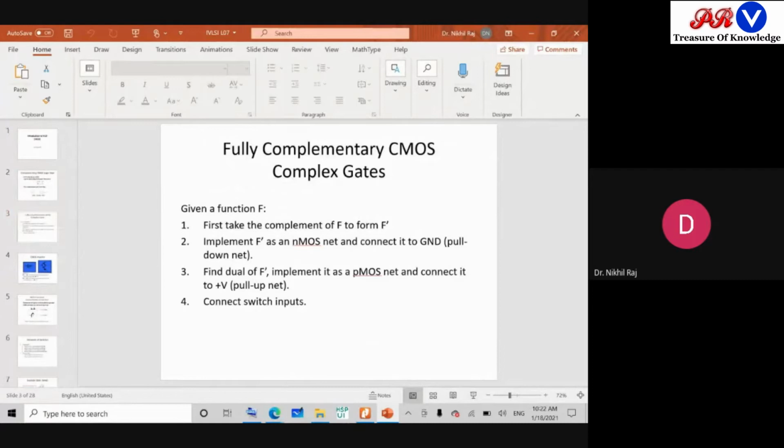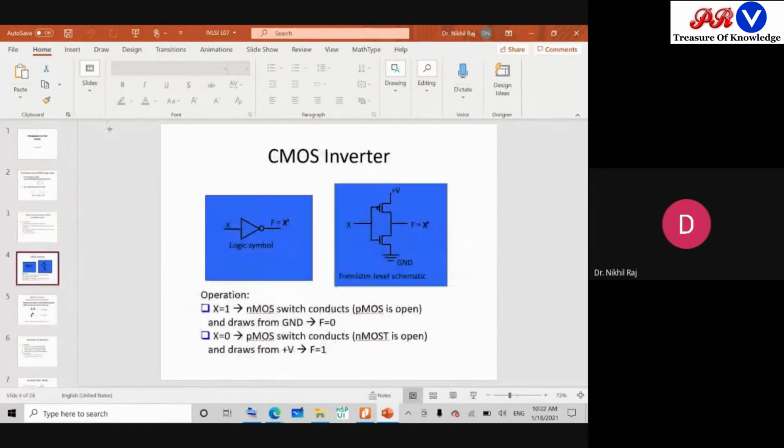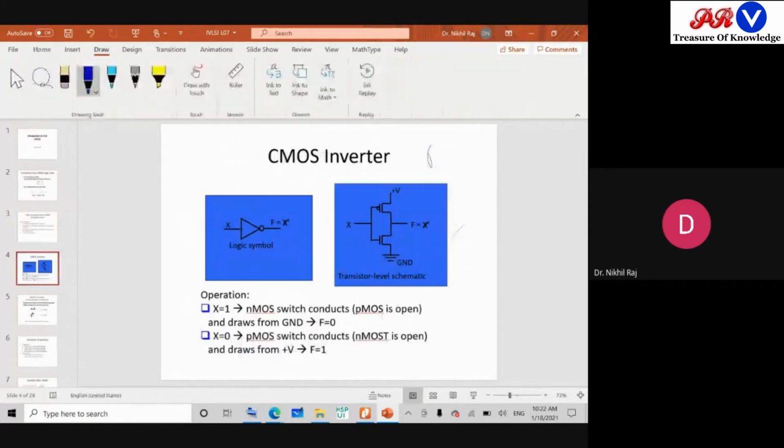ठीक है, तो सबसे पहले the first one is your inverter logic. So for the inverter logic we need f equals x bar. So the first step is take the complement. तो f complement क्या हो जाएगा? What will it be? It will be x.